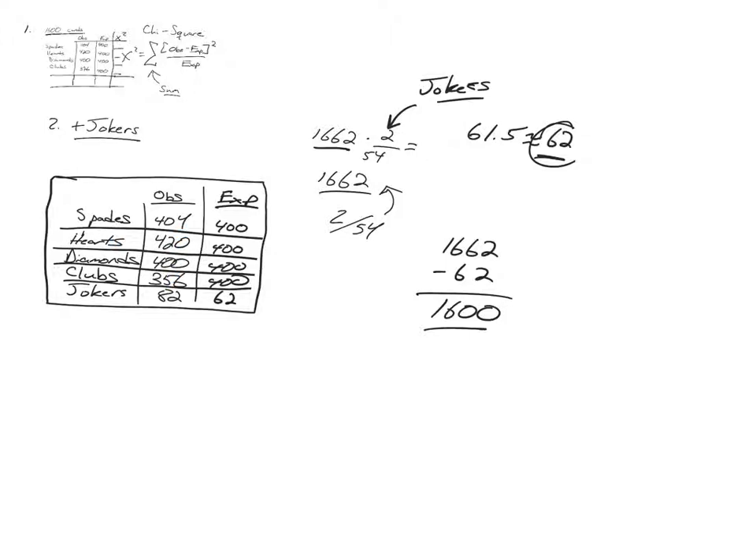Yeah. And then you got the 61.5 and the 62.5. Well, 61. That's what happens when you get about 61.5. But if you round it off, you can round it up to 62. Okay. I mean, it's just rounding.